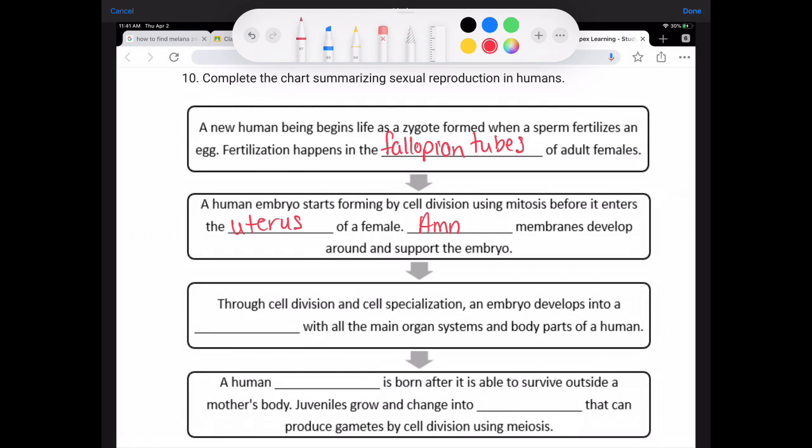Amniotic membranes develop around and support the embryo. Through cell division and cell specialization, an embryo develops into a fetus with all the main organs, systems, and body parts of a human. A human baby is born after it is able to survive outside a mother's body. Juveniles grow and change into adults that can produce gametes by cell division using meiosis.